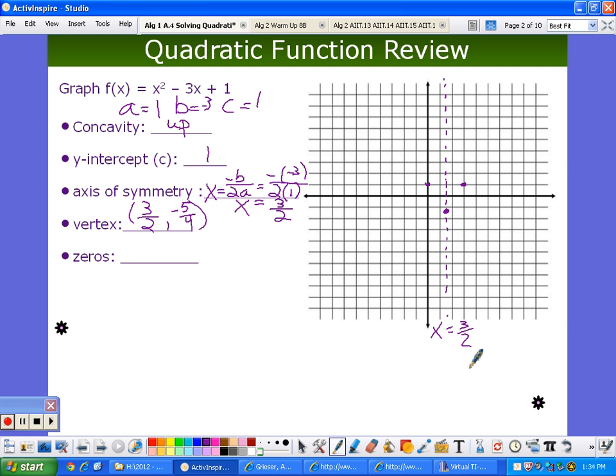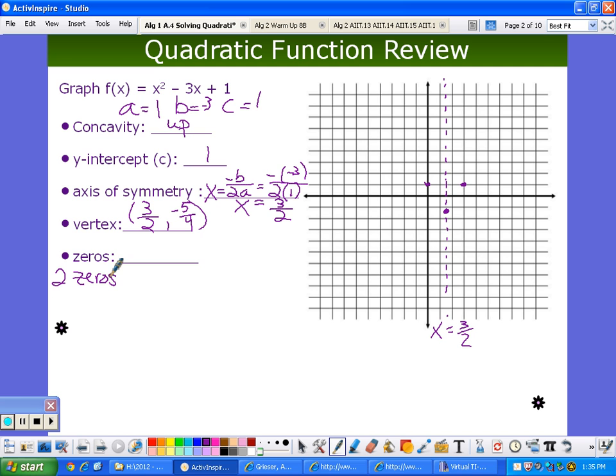Okay, so let's look at what we have so far. Can we kind of imagine, if in our mind we complete this, what's going on here? How many zeros is this one going to have? 2. Because we can kind of see, as we draw this, it's going to cross right there. So I know there are 2 zeros. So let's see if we can find them.